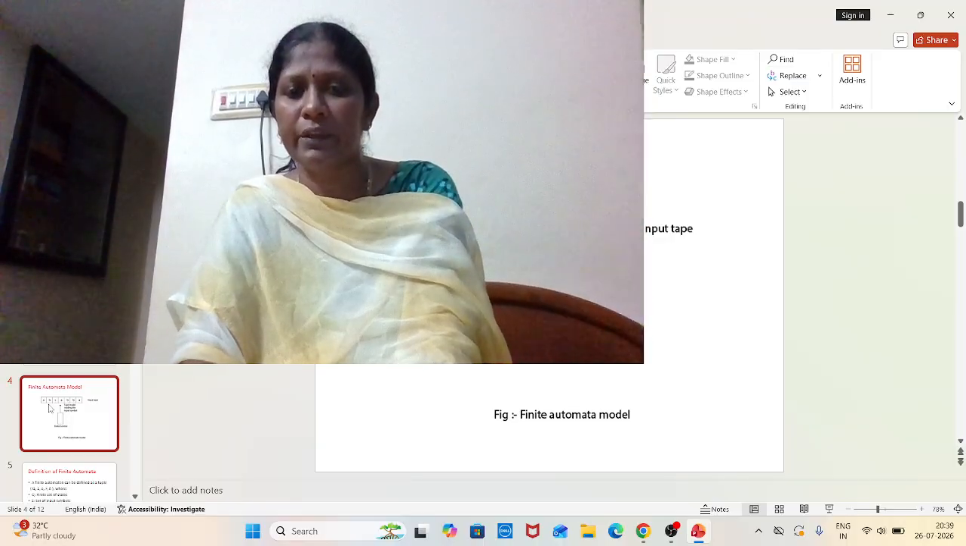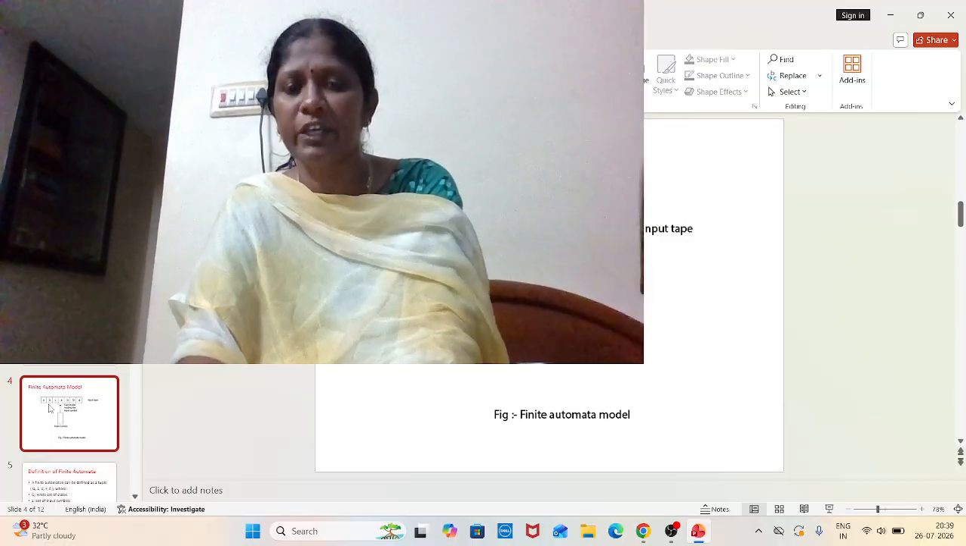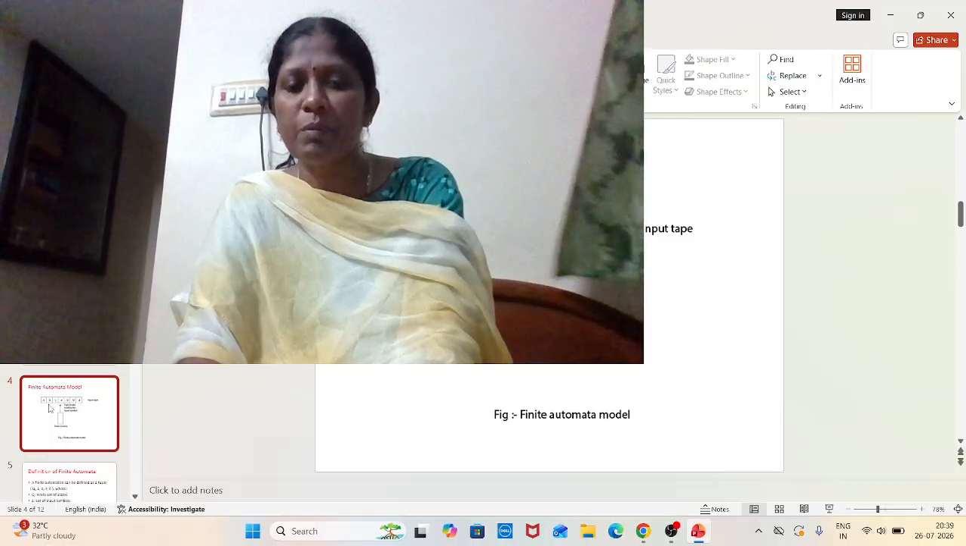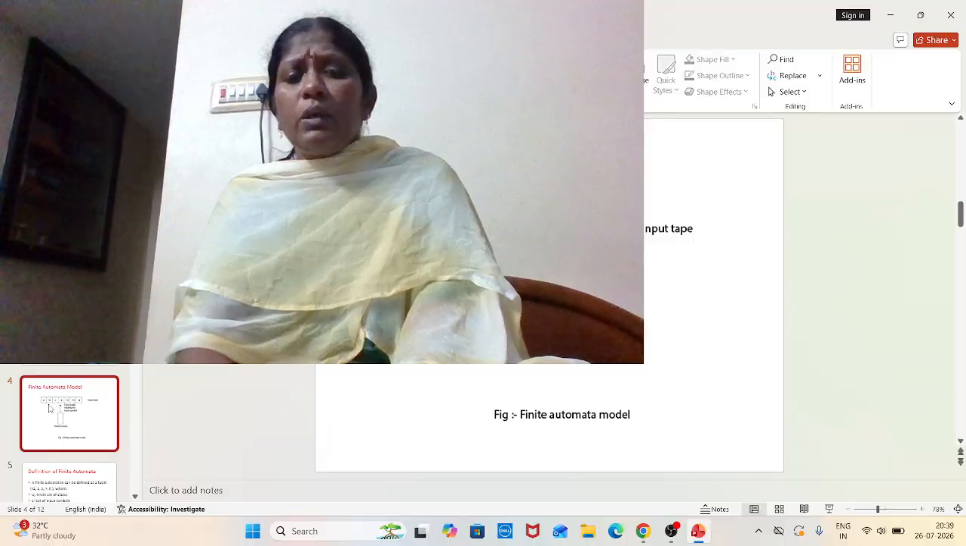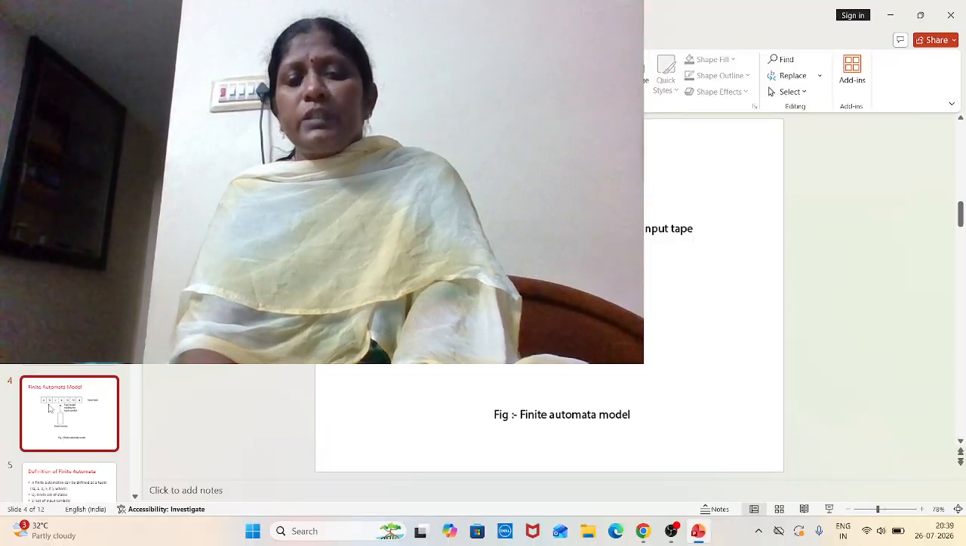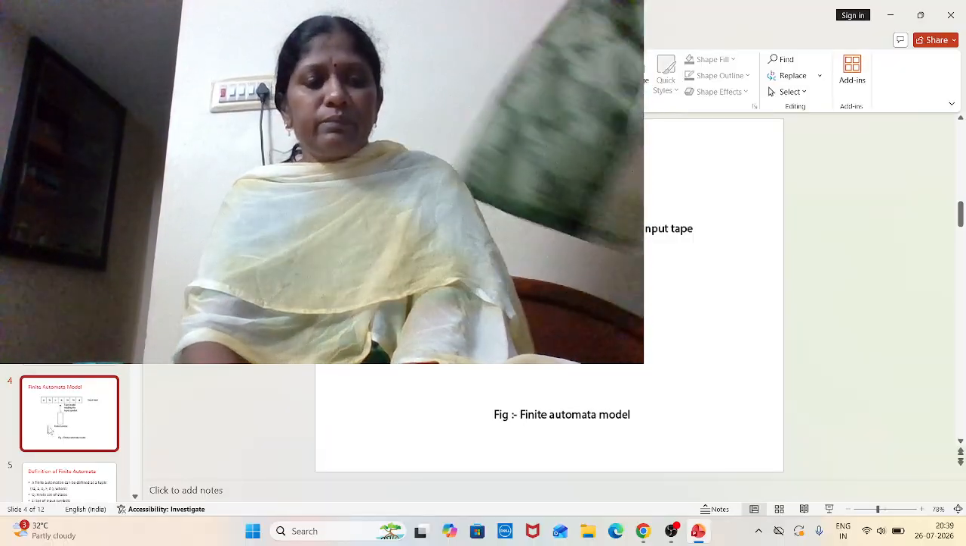The input tape records the input symbols and is divided into a number of cells. Each cell is capable of storing one input symbol. The finite control moves from left to right. It reads one symbol at a time.